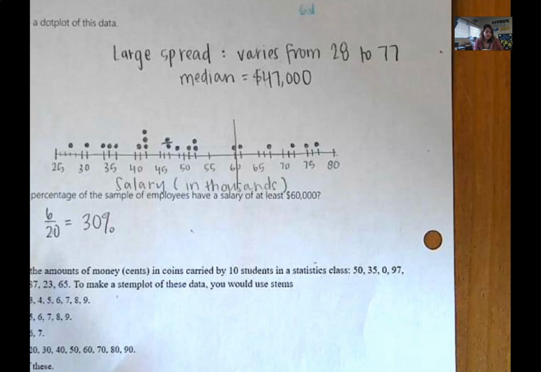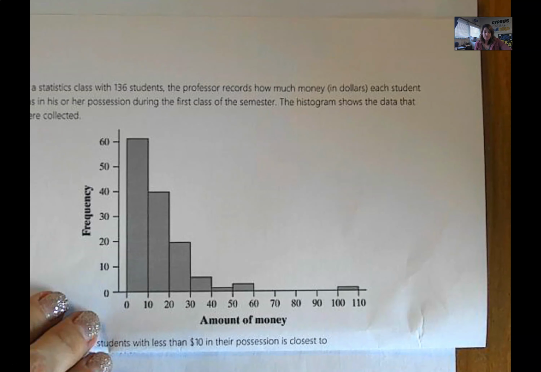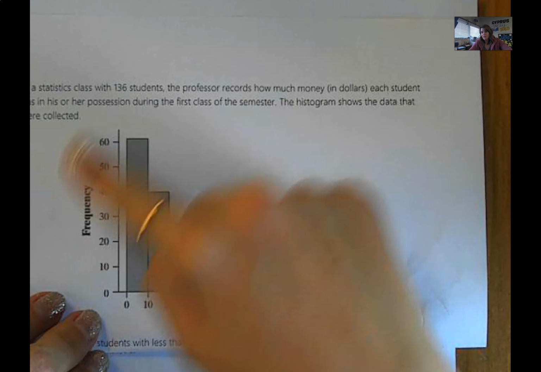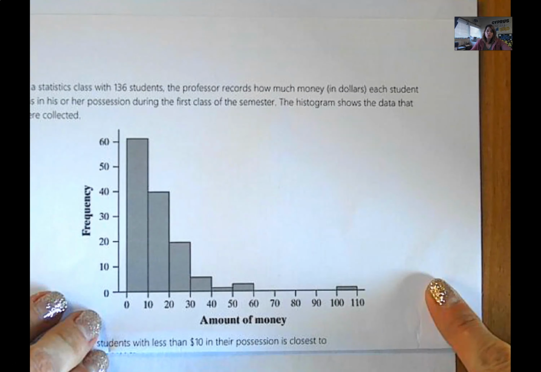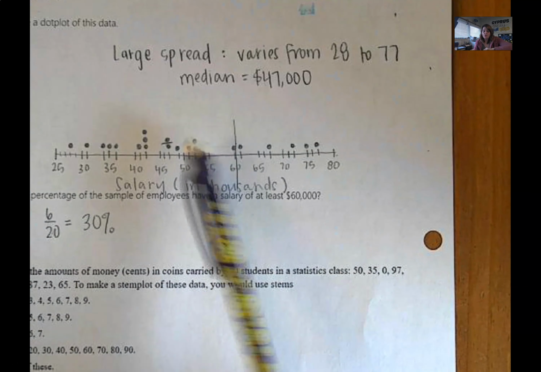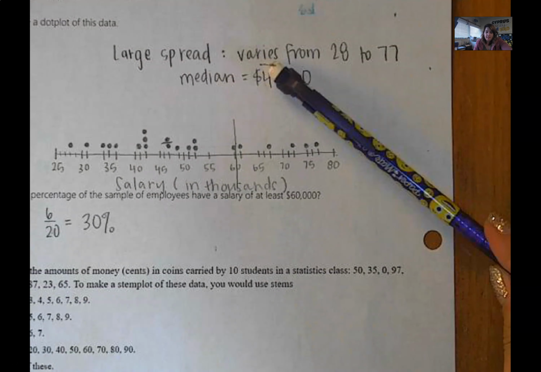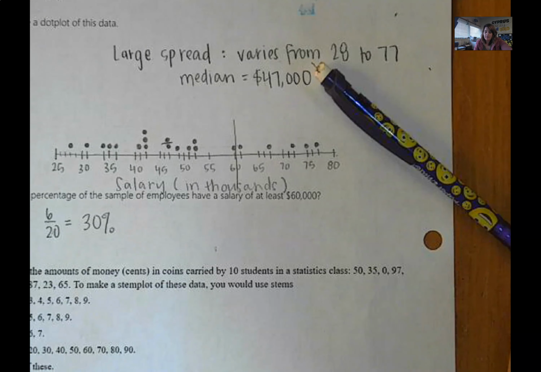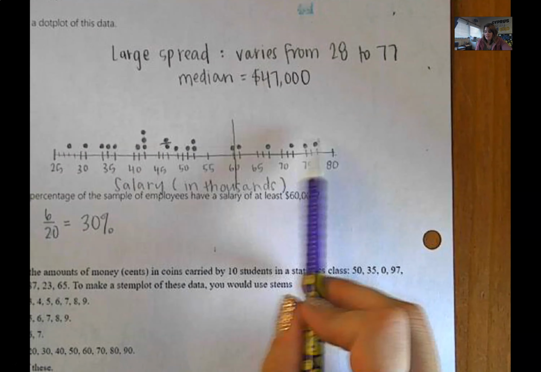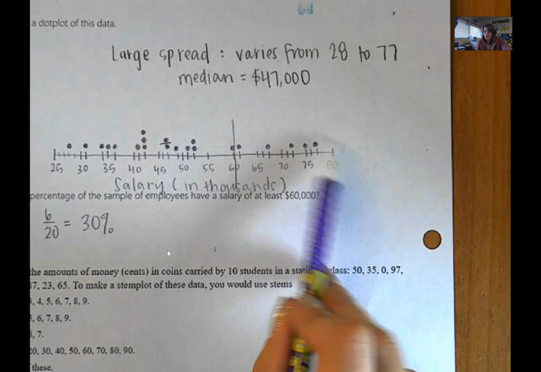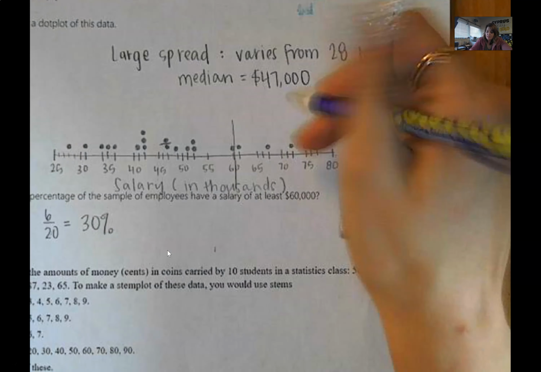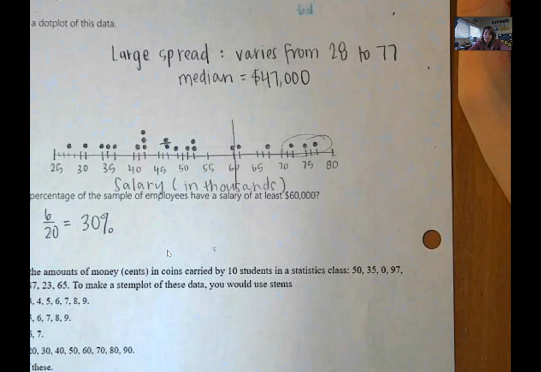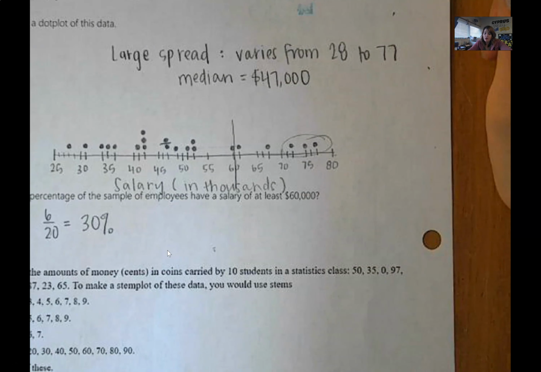So the shape is not very interesting, but the shape on this guy is interesting. He is what we would call skewed right. Remember, it's like a skier. The direction he's skiing towards would be what your skew is. So this shape, not interesting. Center is $47,000. Spread, very large spread from 28 to 77. And unusual points, yes, I think that these salaries are unusual, especially these ones in the 70s. I think that those are very unusual, and I would want to know if they are outliers.